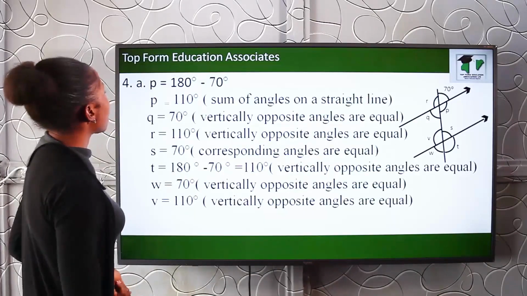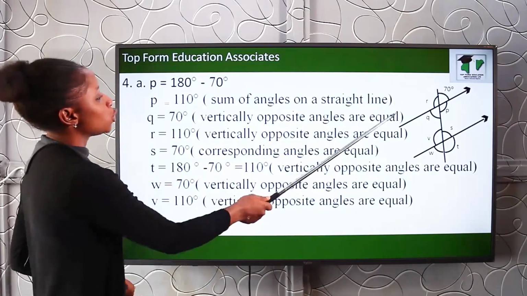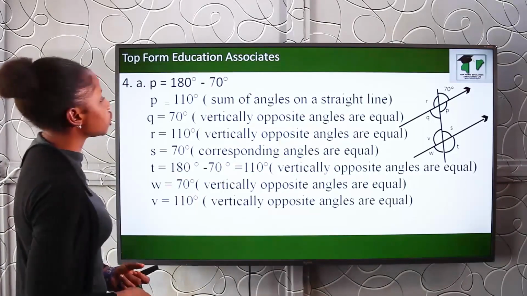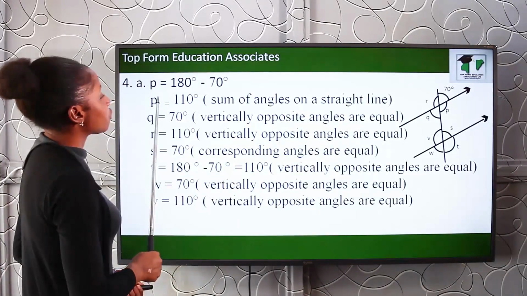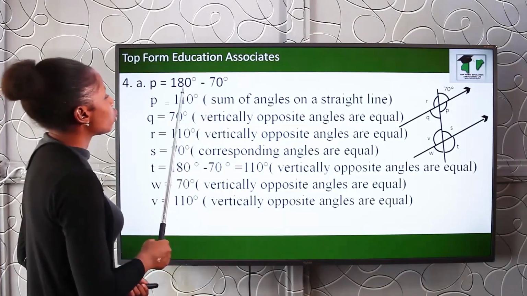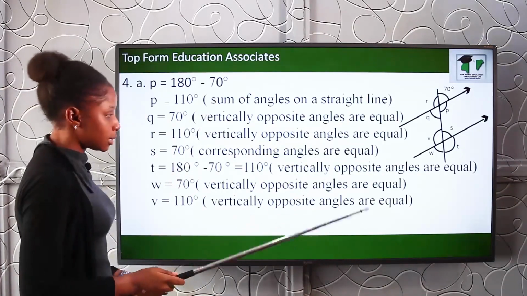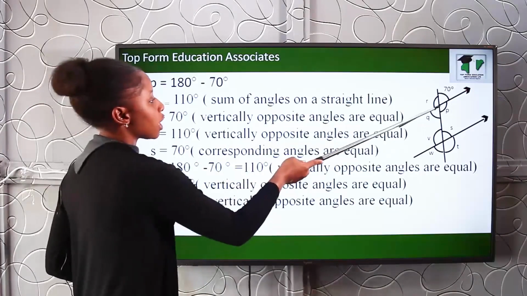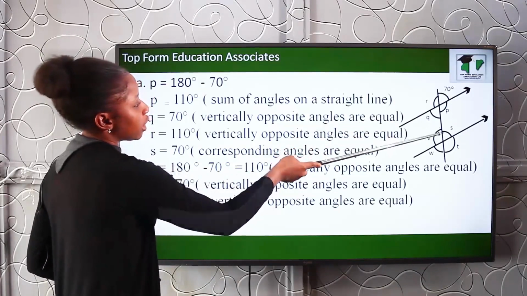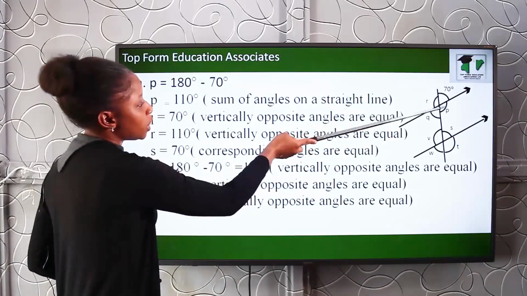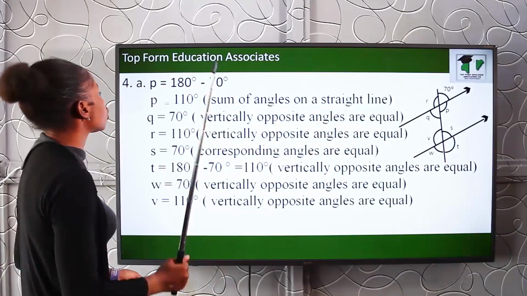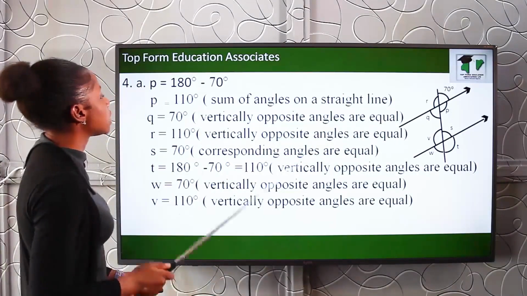Now, number 4, we are asked to find the values for these letters. Now I want you to pay close attention. To find the value of P, we are going to subtract 70 from 180. The reason being that these are angles on a straight line. If you look at it, underneath 70 and P, we have a straight line. So the sum of angles on a straight line is 180 degrees. So we'll just subtract and we'll get 110.